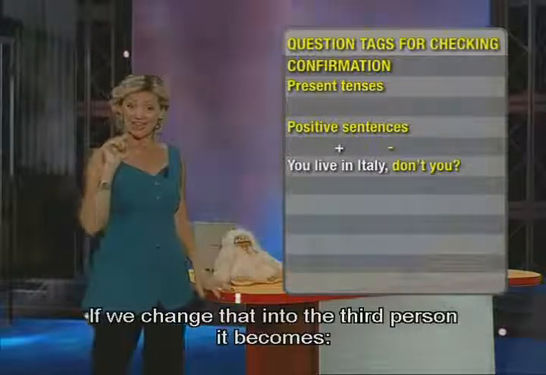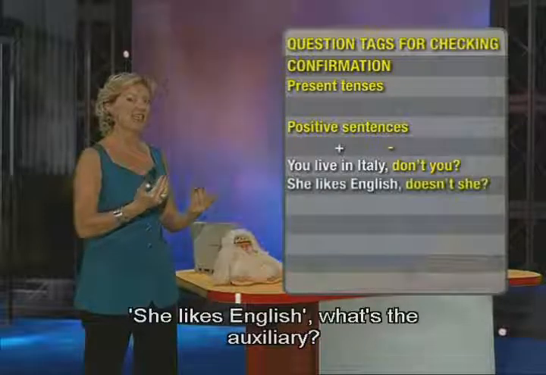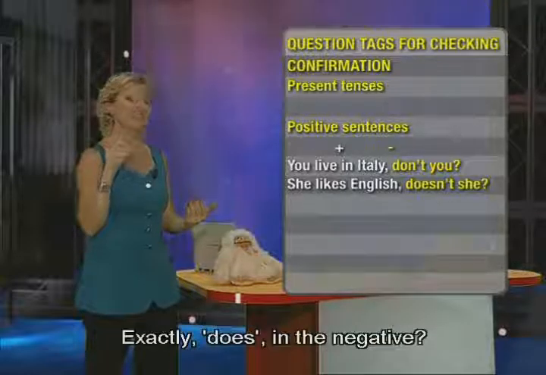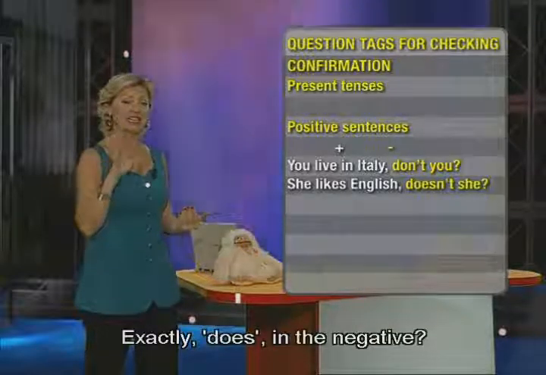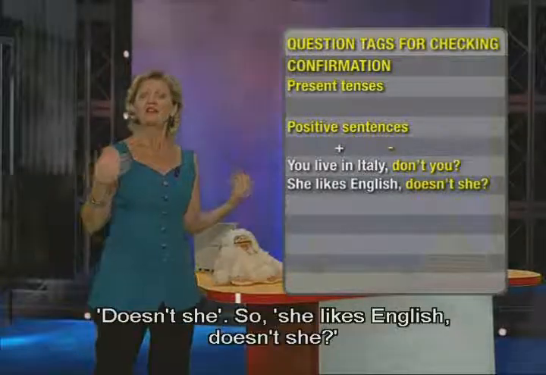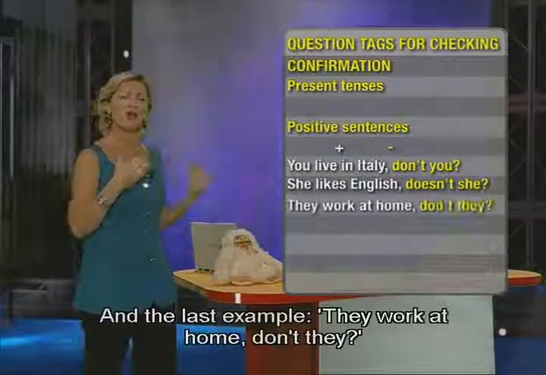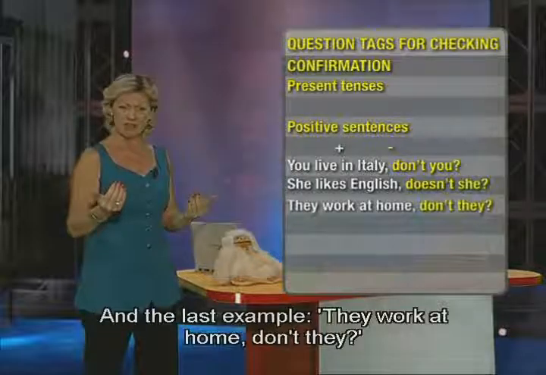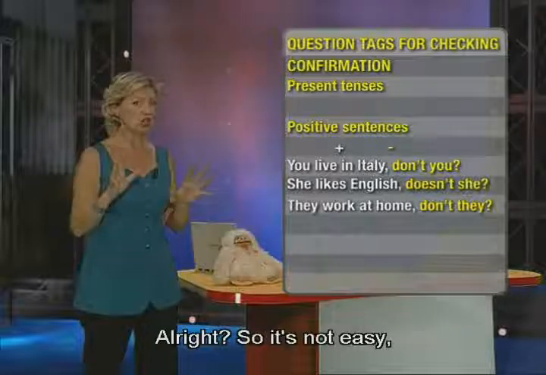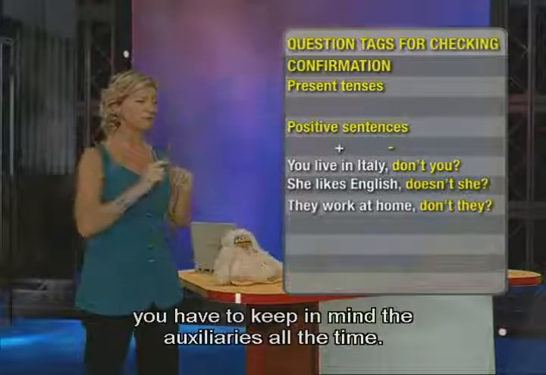If we change that into the third person, it becomes she likes English. What's the auxiliary? Exactly, does. In the negative, doesn't she? So she likes English, doesn't she? And the last example, they work at home, don't they? They work at home, don't they? All right, so it's not easy. You have to keep in mind the auxiliaries all the time.